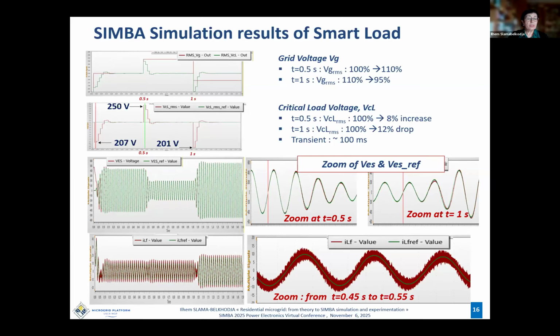The first two curves illustrate how the RMS voltage across critical loads returns to its nominal value after transients lasting about 100 milliseconds with variation of about 10%. The following curves display the voltage regulation across the electrical spring terminals, VUS, and the regulation of the converter output current flowing through the inductive filter LF, with detailed zoomed views.